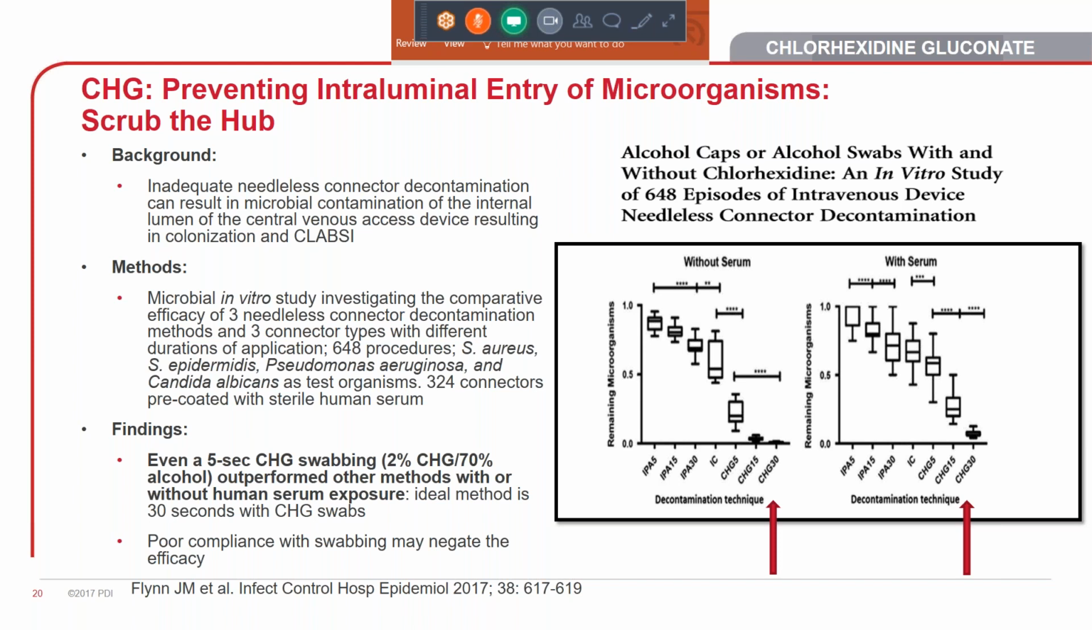They compared 70% isopropyl alcohol swabs to 70% isopropyl alcohol impregnated caps, which, as I think we all know, are widely used currently in the U.S., to a 2% chlorhexidine 70% alcohol swab. They actually also investigated the comparative efficacy of the methods on 3 connector types.